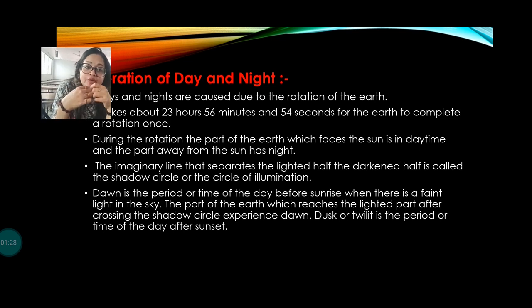And next we are going to discuss dawn, the period of time or the time of the day before sunrise, when you can see a faint light in the sky. And in the evening, the part of the Earth which reaches the light part after crossing the shadow circle experiences dusk. Okay, so dusk and dawn, these are the two things you should know.